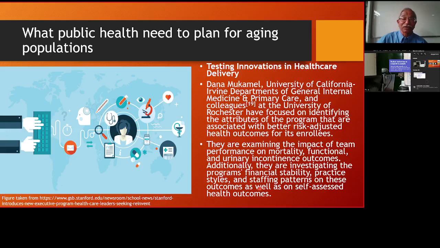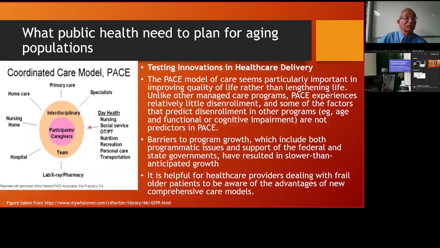Many universities are putting up programs for using modern technologies for healthcare. There is a coordinated healthcare model, PACE, where primary care is there, home care is there, nursing homes, hospitals, lab and x-ray, pharmacy, day health nursing, social services, nutrition, recreation, personal care, and specialists. So if a patient is at home, you can send the nurse to the home and take the blood sample and all those things. So the patient need not go to the hospital and block the thing. This is another model they are trying to have, a coordinated model where they provide the healthcare at home rather than taking the patient to the nursing home.